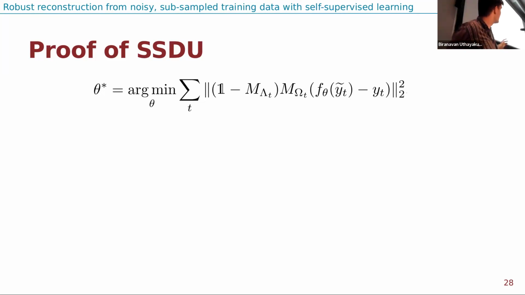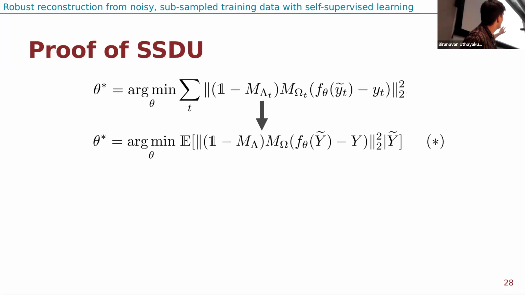So continuing on this idea, we can actually use the noisier-to-noise machinery to prove SSDU. As before, our loss function looks like this, and we do a similar thing to what we did for noisier-to-noise, which is we say these are instances of random variables, which are defined below, and we replace the sum with an expectation. And this allows us to characterize the distributions of y tilde and y.